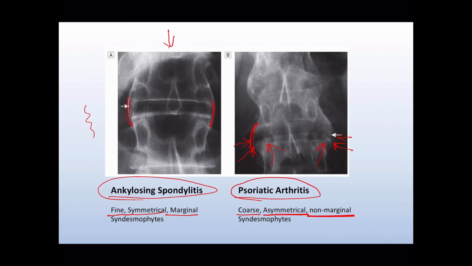What does non-marginal mean? Say this is a vertebra, this is a vertebra and this is another one. Marginal means this one. Non-marginal means it starts from the middle. Here you can see this is the vertebra and it starts from here. But in case of ankylosing spondylitis, the syndesmophyte starts from the margin of the vertebral body, not from the middle.